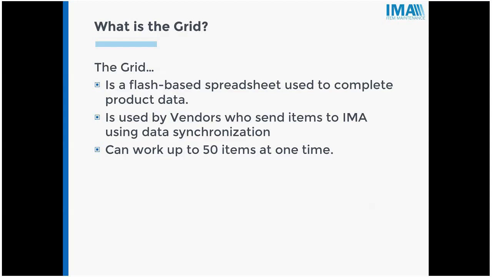One of the biggest positives of using the grid is that you can work up to 50 items at a time. Before we had the grid, vendors had to set everything up manually, which meant they had to enter all of the information about the items separately, and it was a very time-consuming process. So being able to work up to 50 items at a time and copying down information really speeds up the process quite a bit and makes it much more efficient.